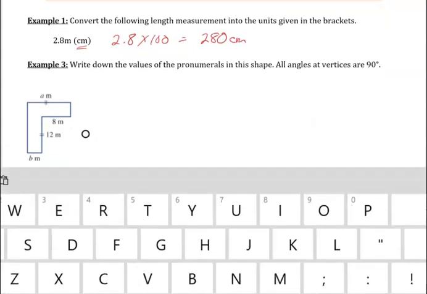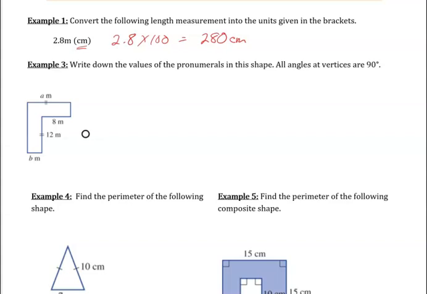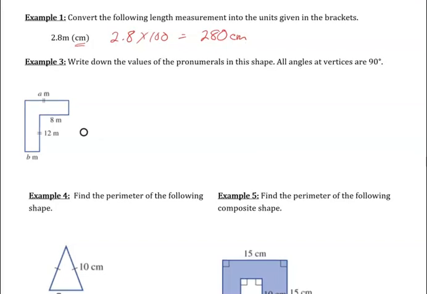Now write down the values of these pronumerals. Okay, all the angles at vertices are 90. That's important only because we know we can do some trickery now. So the trickery is that we know that this side and this side are the same because they have those two little dashy lines. So that means if that side here is 12, then we know that A is going to be equal to 12. So that is going to be 12 meters.